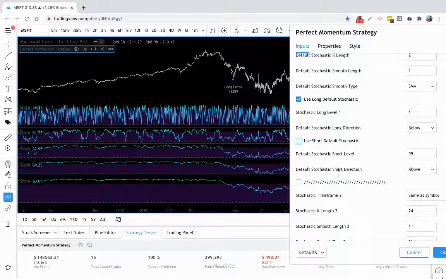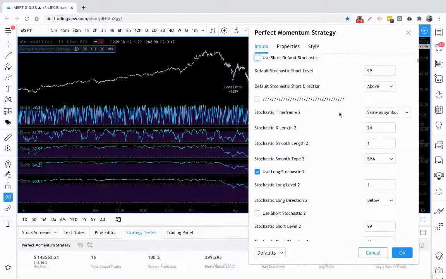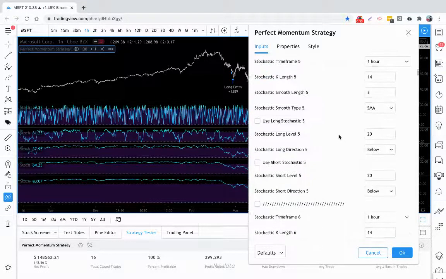So a lot of different ways you can mix and match the stochastics with each other. And even the control you have over the stochastics, you can change their smoothing length. You can even choose what kind of simple moving average, exponential moving average, or whole moving average they use as their basis. So that's just the stochastics.